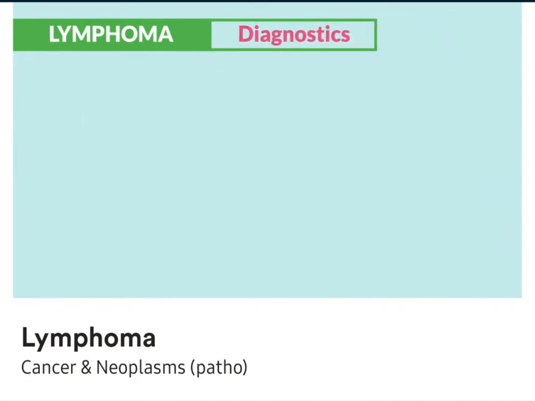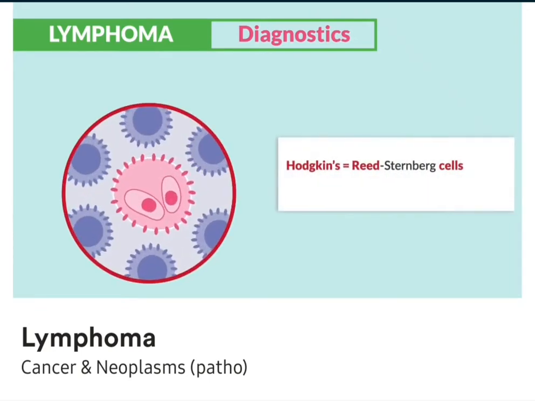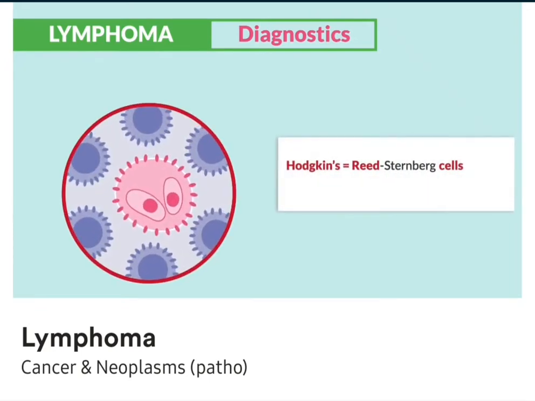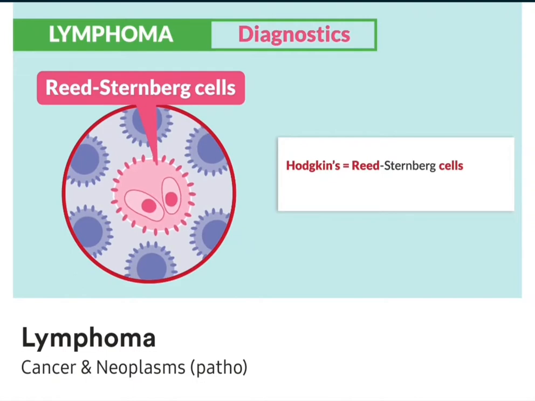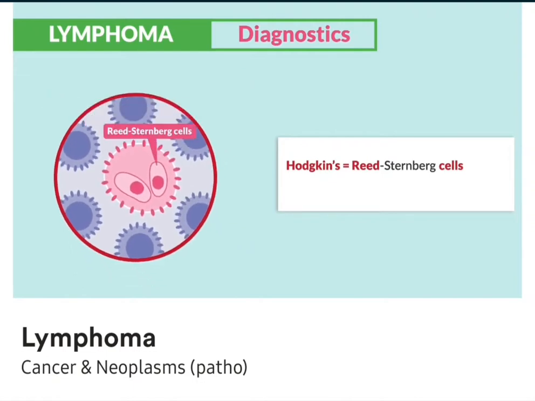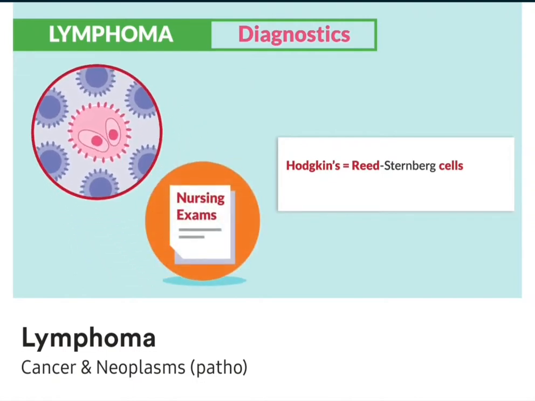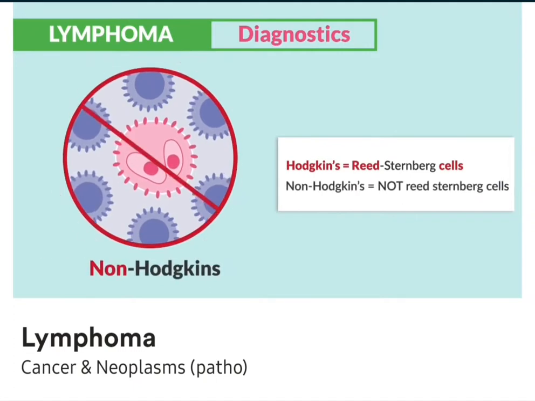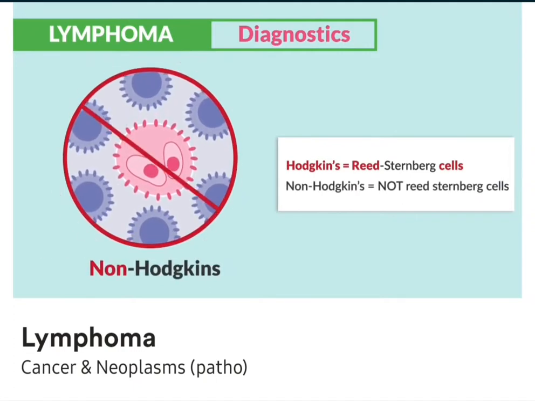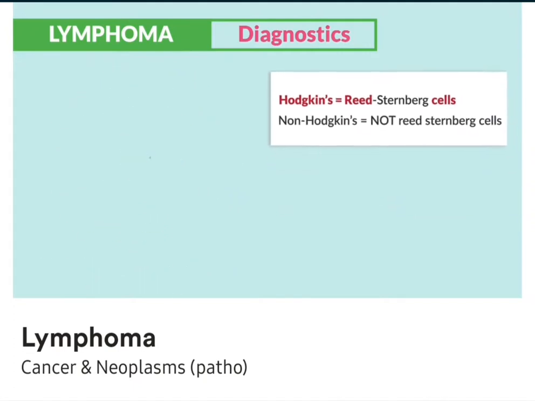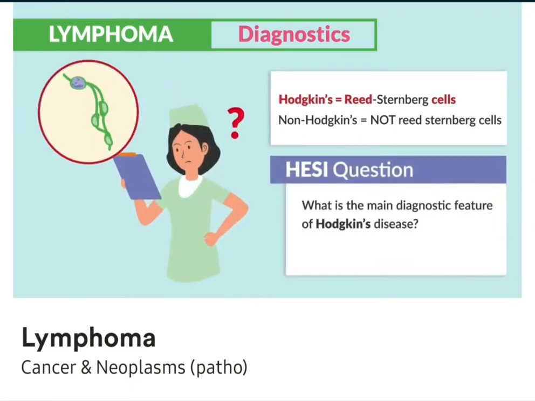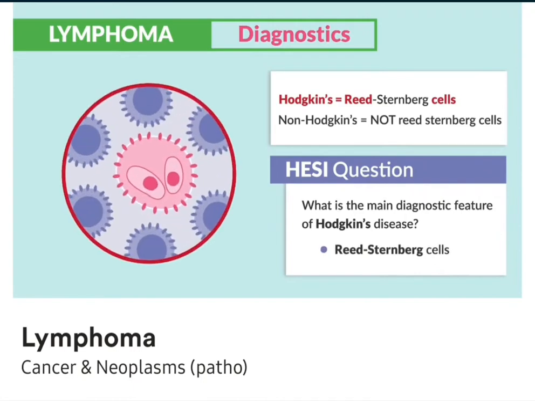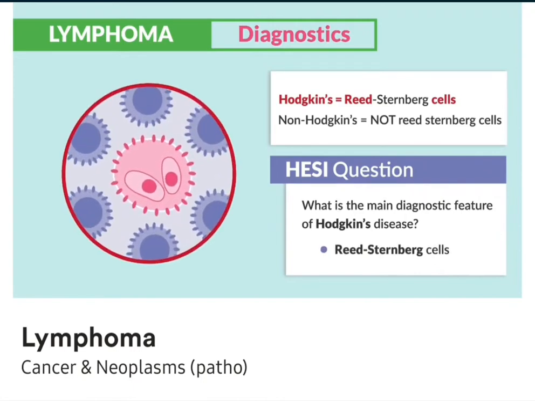So in terms of diagnostics, a biopsy of the lymph nodes will reveal in Hodgkin's those Reed-Sternberg cells. I would write that down. This one loves to show up on nursing exams. And non-Hodgkin's, just think non-Reed-Sternberg cells. So Hesse mentions, what is the main diagnostic feature of Hodgkin's disease? Reed-Sternberg cells. So please just know that.